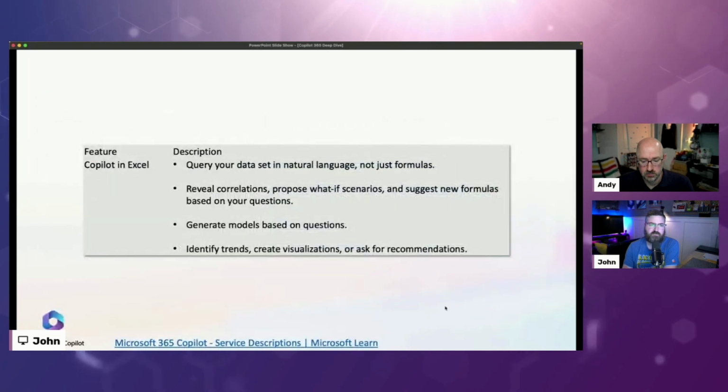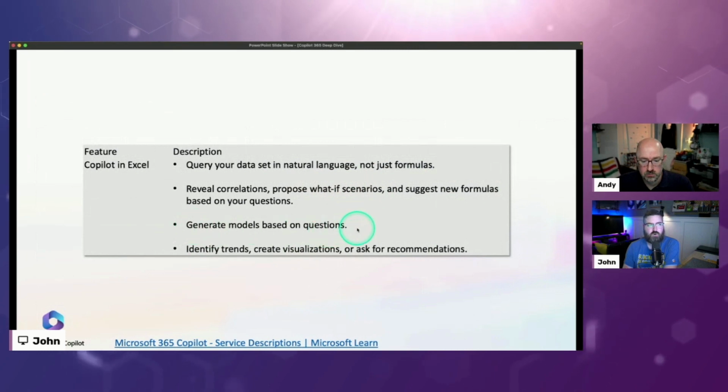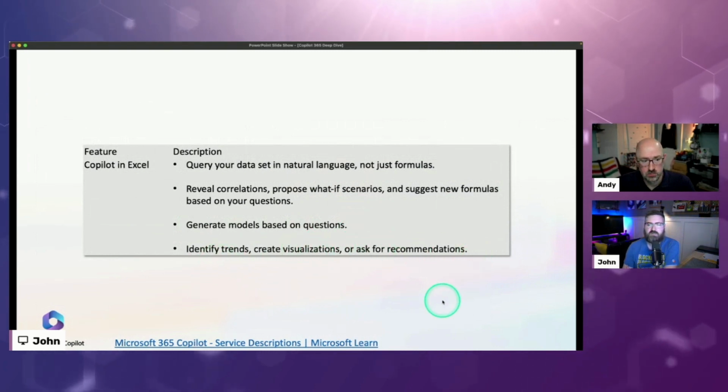The feature description for this, again from learn.microsoft.com, is that you can query data in natural language. You don't have to think in terms of formulas. You can reveal insights, correlations, do those what-if scenarios, that kind of modeling that I talked about, generating models based on questions. What if I change this? What if I change that? How does it affect the data? And then again, create those visualizations, ask for recommendations, stuff like that.